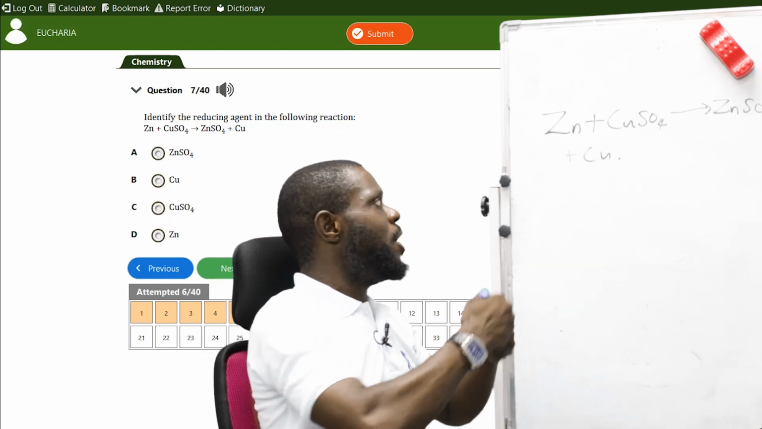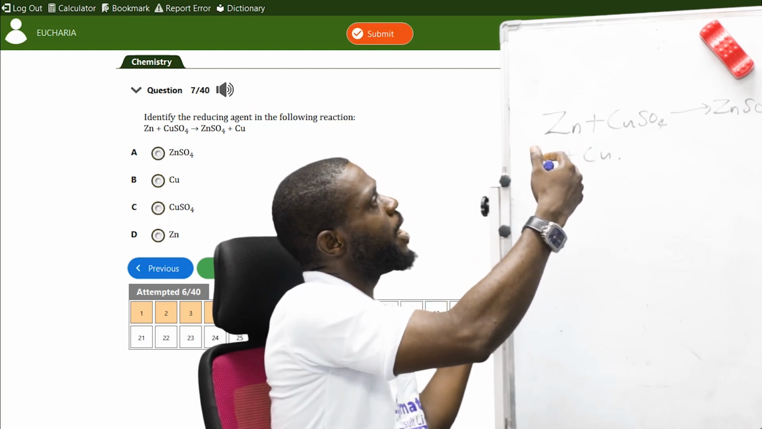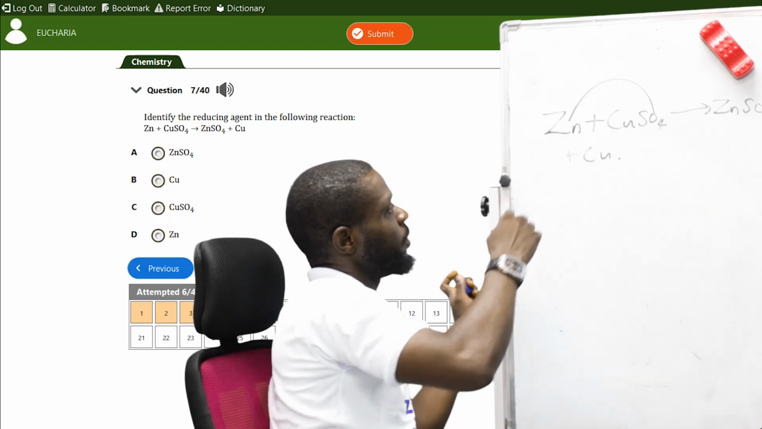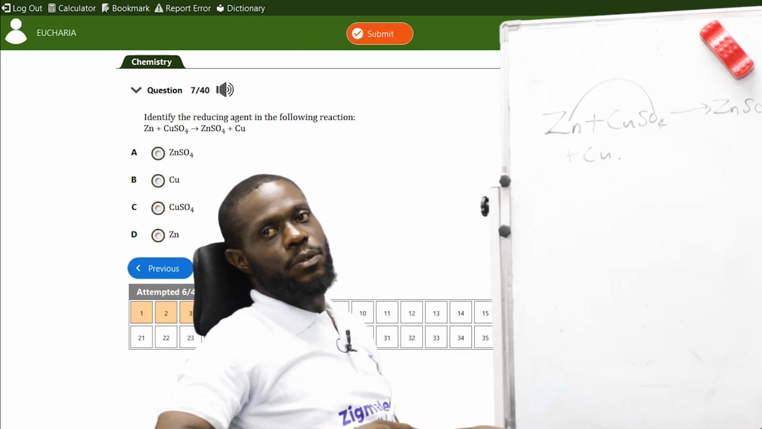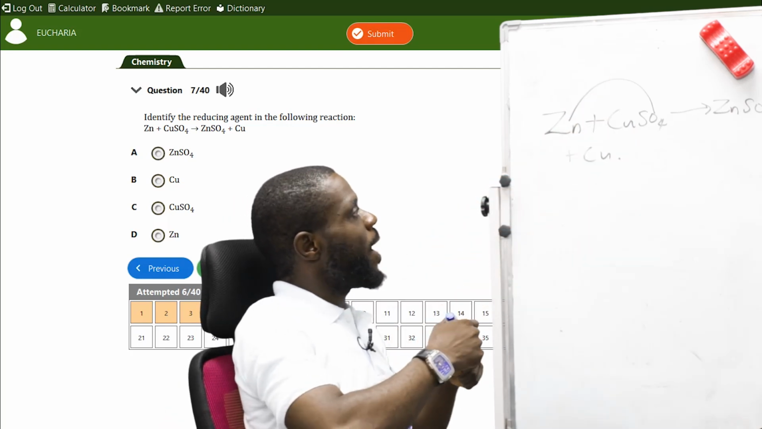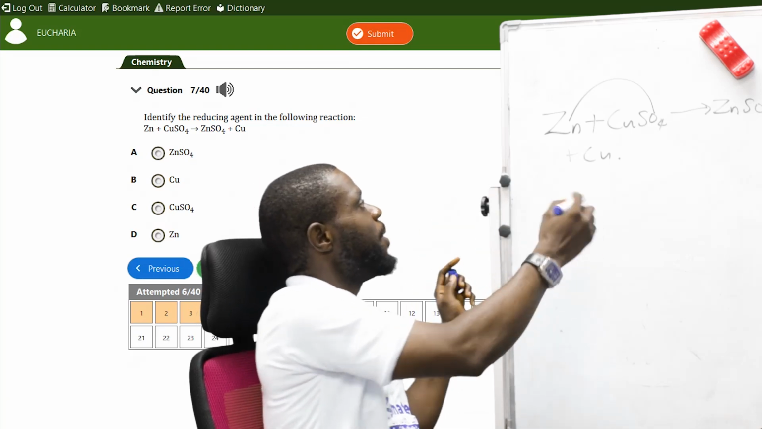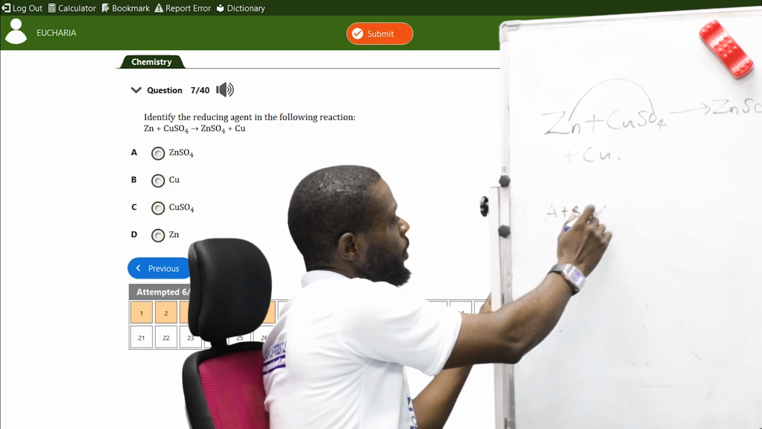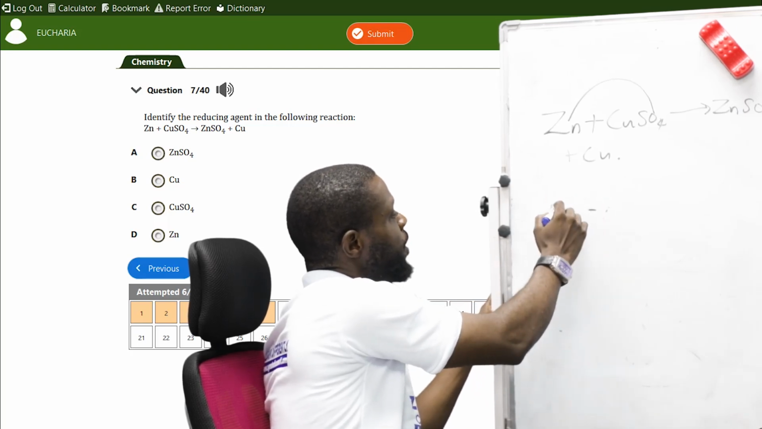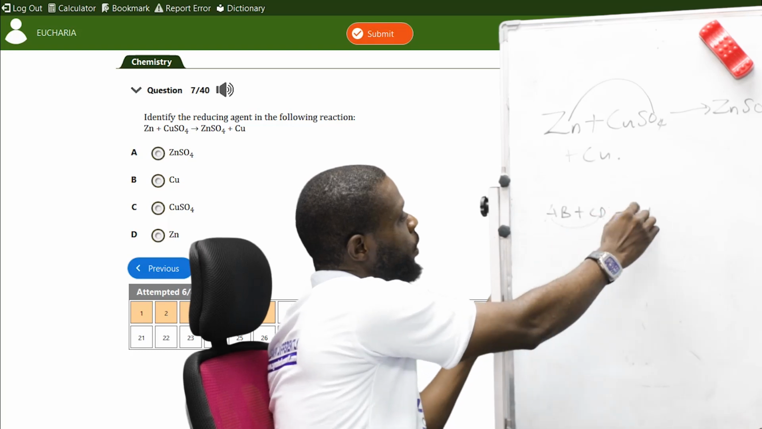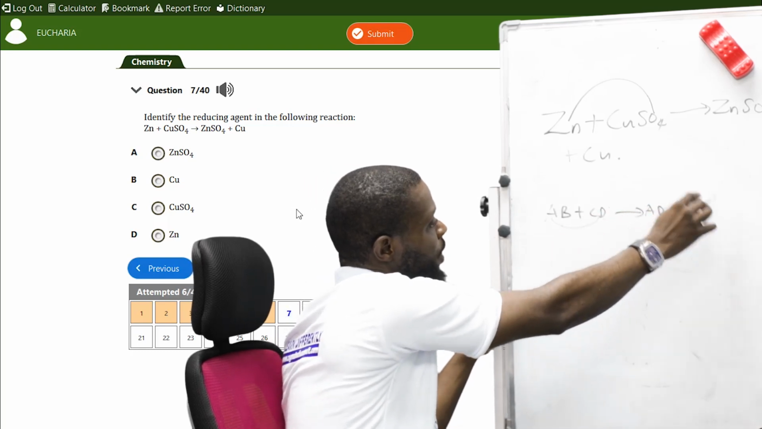It's a very simple thing. In every reaction, the first element reacts with the last element, while the second element reacts with the first element. That means it gives us A plus B equals to AB plus CD gives us A will react with D, AD plus BC.